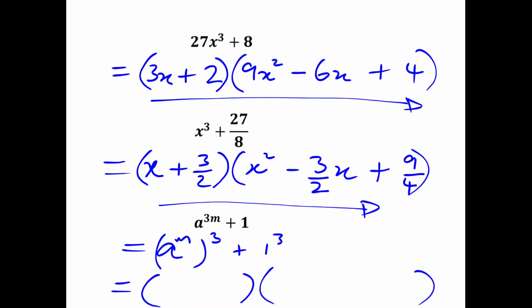Where the binomial, what is the cube root of a to the power m cubed? It's a to the power m. And then the cube root of 1 is 1. The sum is retained. And then when we square a to the power m, we get a to the power 2m. And then when we multiply a to the power m and 1, we get a to the power m, but we would like to negate that, so it's minus a to the power m. And then when we square 1, we get plus 1. That is our factorization again.